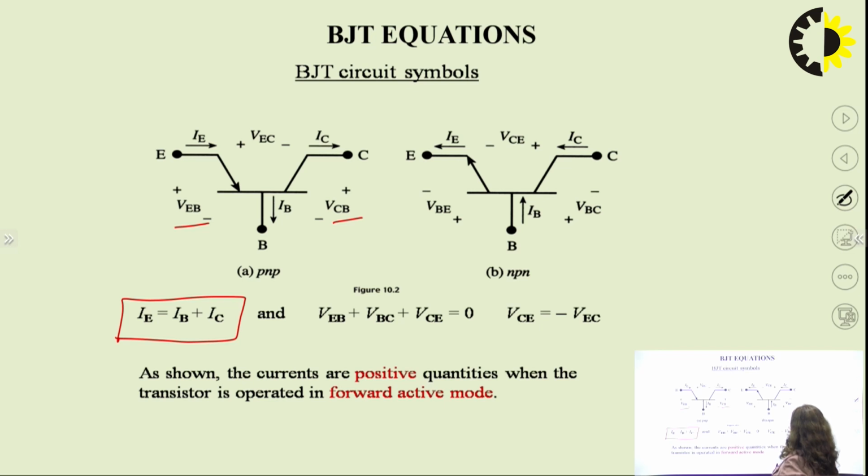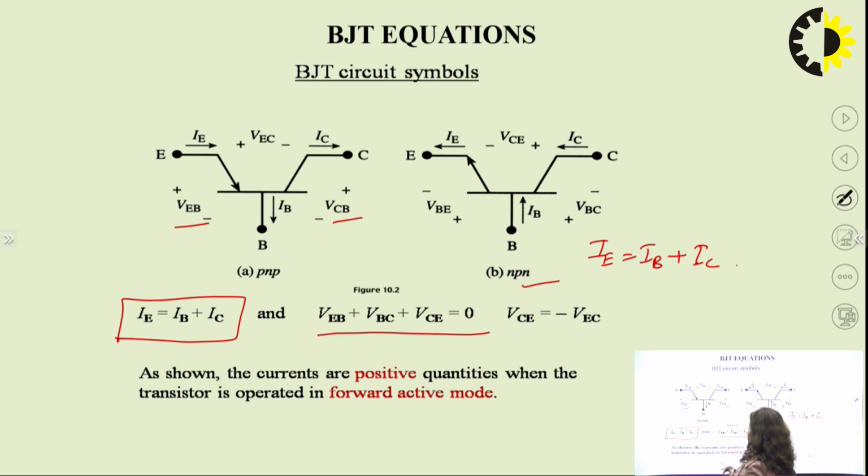In the second picture we have an NPN transistor, and here also we have drawn the same thing: base, emitter and collector terminals. The inward currents are IC and IB, and the outward current is IE. The equation is the same, that is IE is equivalent to IB plus IC. Similarly, all the voltages, either VEB, VCB or VEC, should sum to 0. So from here we can write VCE is equivalent to minus VEC. We can write it both ways.